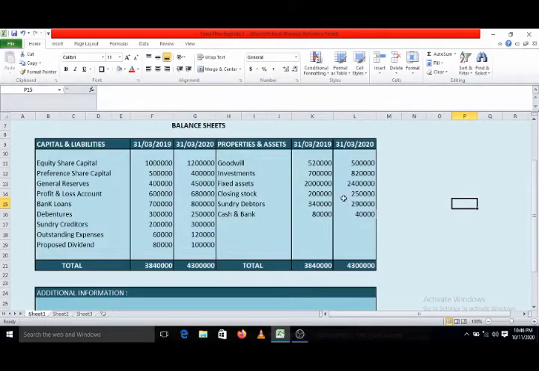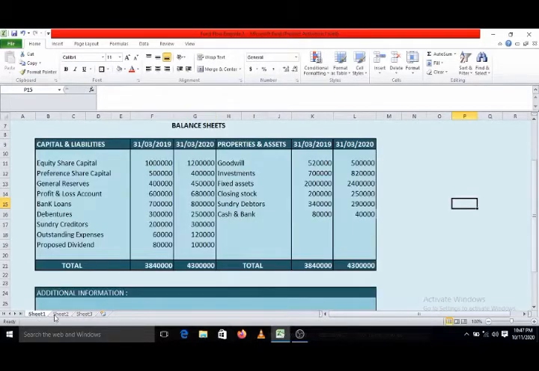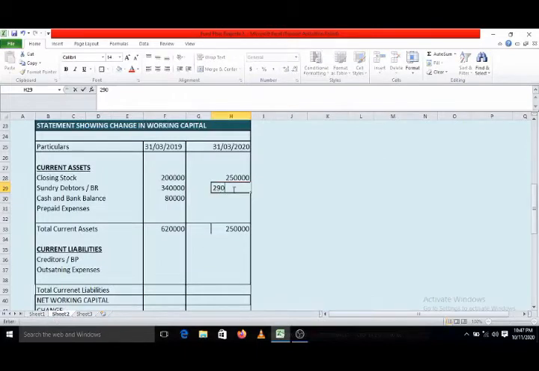For the second year, stock is 2 lakh 50,000, sundry debtors 2 lakhs 90,000, cash and bank is 40,000. So I will take 2 lakhs 50,000 over here, then the second one is 2 lakhs 90,000 and cash balance is 40,000. There are no prepaid expenses.